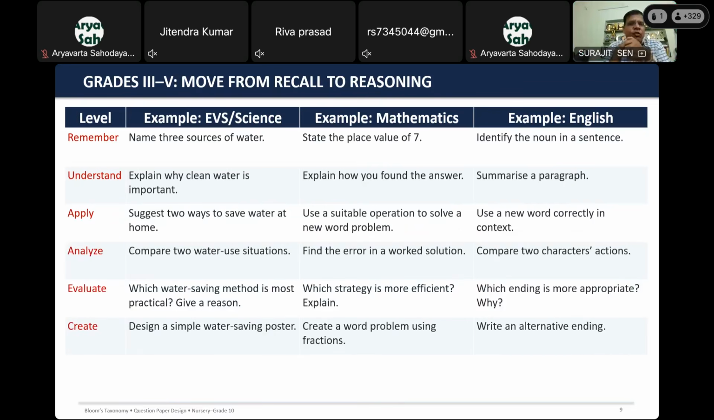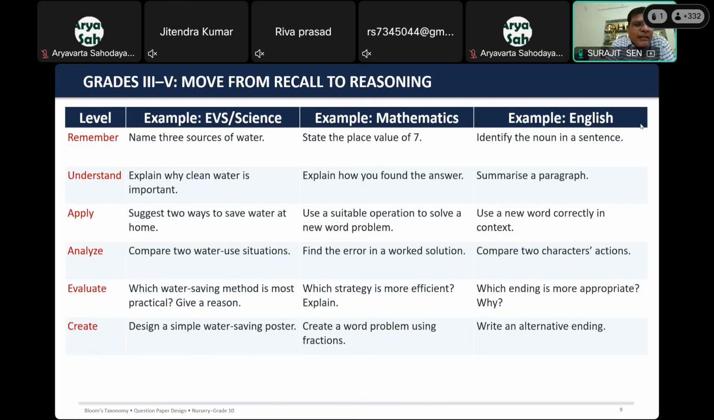We'll move to class 3 to 5 now, and different questions we will make. Now, when we want to see the level of remembering, very simple way we'll ask, name three sources of water. Or in mathematics, state the place value of 7. Or in English, identify the noun in a sentence. This is just to see whether they are remembering.